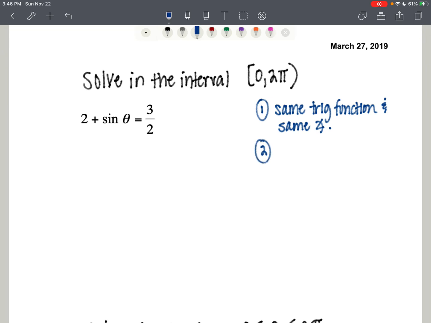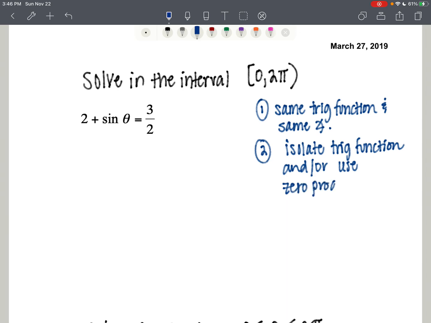Then what we want to do is try to isolate our trig function and/or use the zero product property so that we can solve.